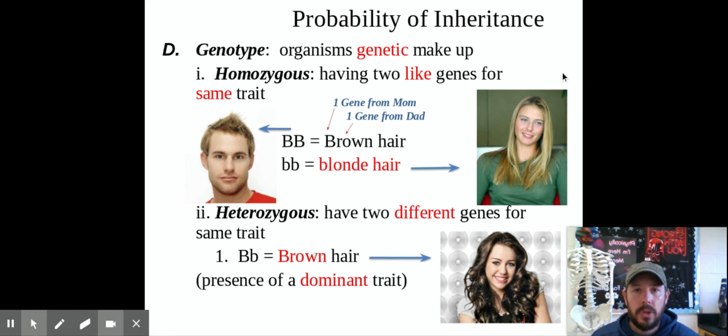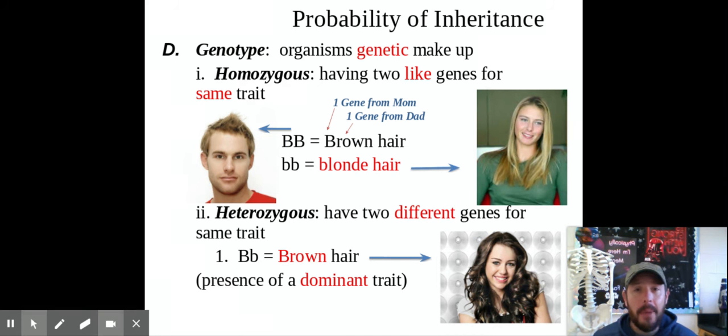Now, you always get one gene from mom and one gene from dad. This is what's known as your genotype. Your genotype is the letter combination of what you've inherited from your parents. Genotype, the genetic makeup. The two G's go together. Genotype, genetic makeup. It's our code. It's our genetic code for what we're going to show.